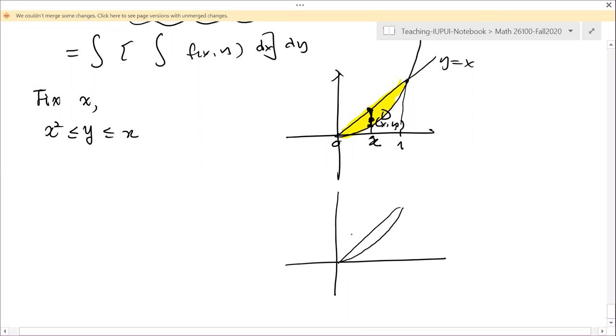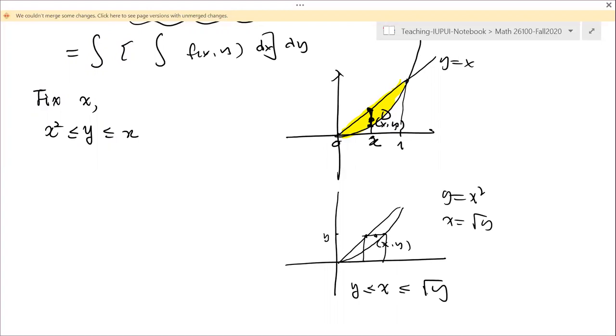So what I'm going to do is, for the fixed y variable, determine the x value. Here's an arbitrary point. You have to tell me what the lower bound for x is. x is greater than or equal to y. And y equals x squared, so x is the square root of y. That's why the upper bound for x, for the fixed y, is the square root of y.